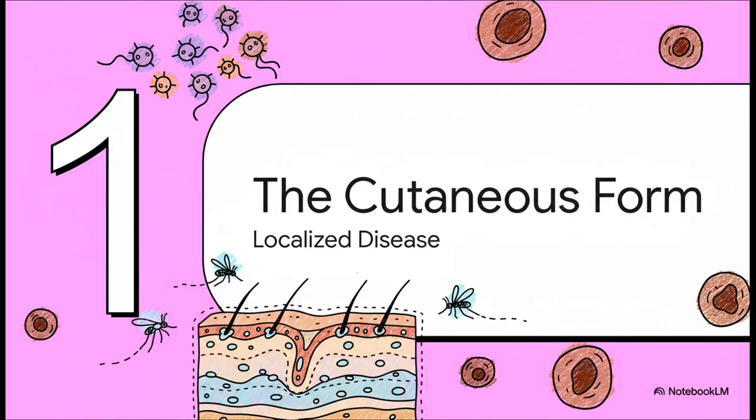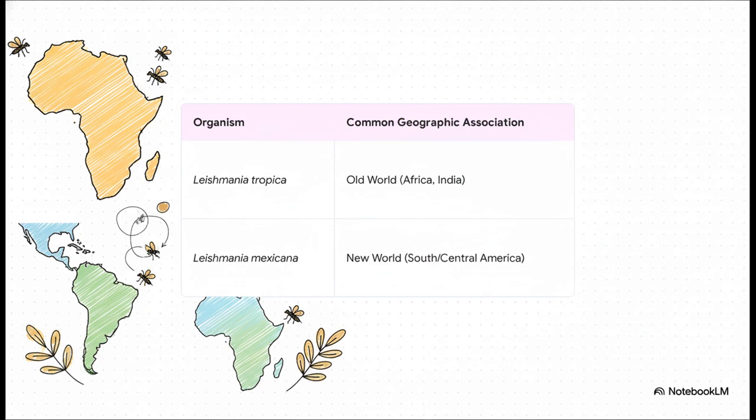We'll start with the cutaneous form, which is the one you're most likely to see. This is the localized disease, pretty much confined to the skin. So the first thing you need to ask is, where did the patient get this? Geography is everything here, and it has huge clinical implications. If we're talking about the old world, think Africa, India, you're probably dealing with Leishmania tropica. But in the new world, South and Central America, it's more likely to be Leishmania mexicana. And trust me, knowing this distinction is absolutely vital when you start thinking about treatment.